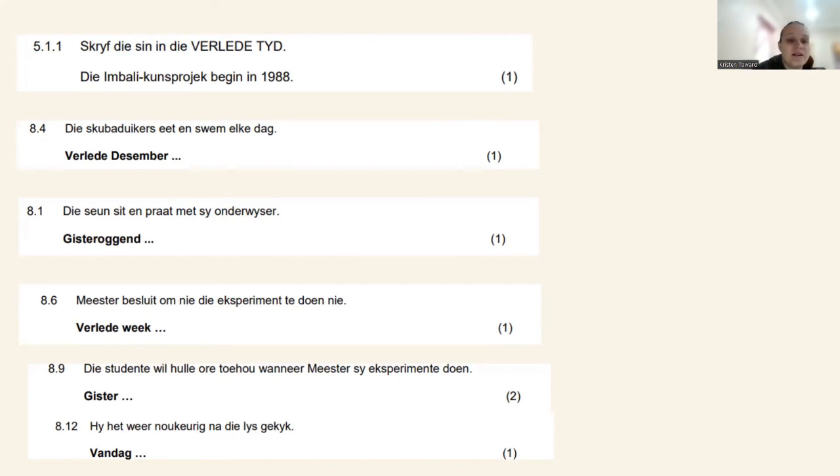Die studente wil hulle ore toehou wanneer meester sy eksperimente doen. Gister, you need to know, it means yesterday. Gister wou die studente hulle ore toehou toe meester sy eksperimente gedoen het. Okay, so there you have your dawn and you have your hulpwerk for it being tested. So there you can see it's 2 marks. So they are making sure to show you that they are testing 2 important things for this specific question.